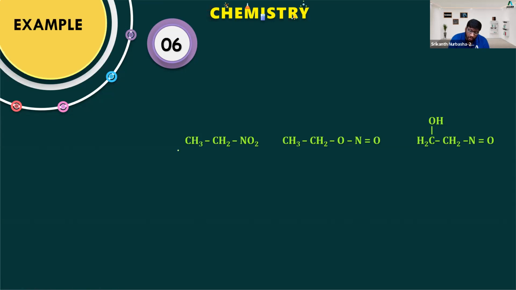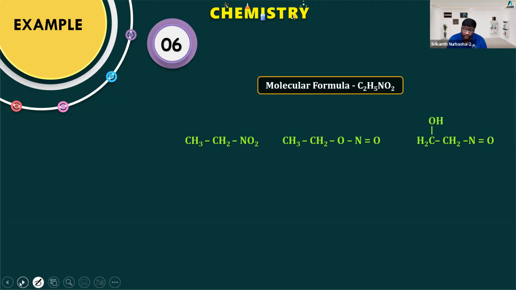C2H5NO2. Yes or no? The same molecular formula is there. So these are nitro compounds, nitrite, and nitroso plus alcohol. This is the nitroso group, N double bond O, and alcohol. So these three will again be concluded, or they can be called functional group isomers, because there is a difference in the functional group, right?